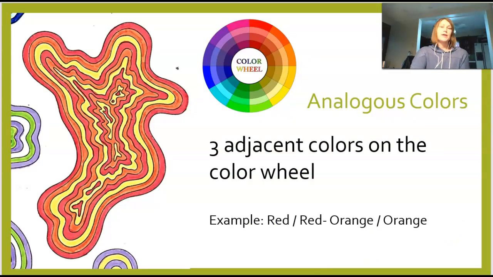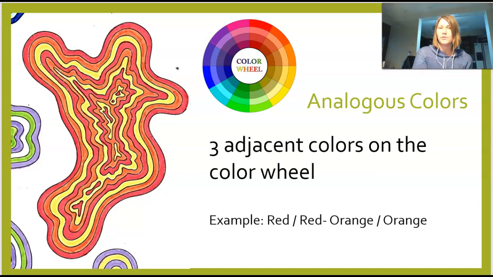Our next type are analogous colors. Those are colors that are adjacent to each other on the color wheel. Adjacent means that the colors are touching. In my example here, I have red, red-orange, and orange. Forgive me for my lack of all of the range of colors I wish I had for my markers, but I did the best I could. So what you'd be looking at would be something more like this.